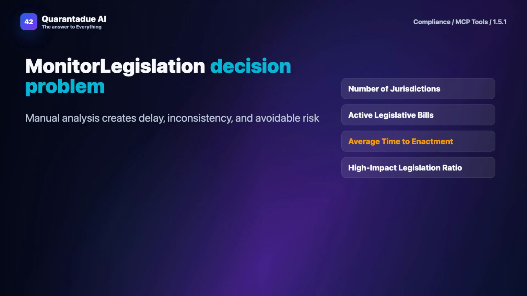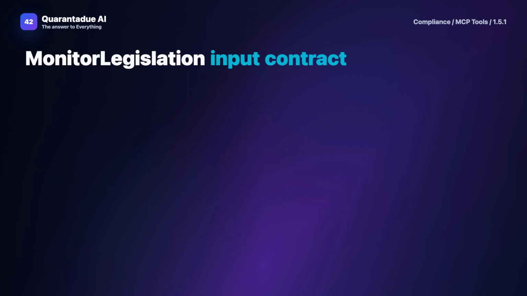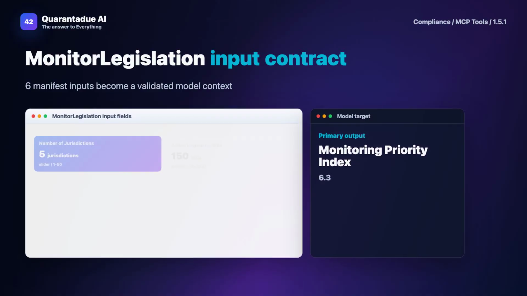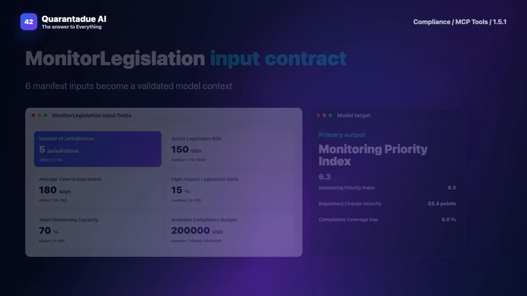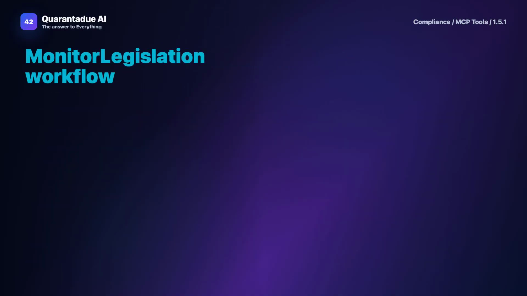Monitor legislation starts with a defined input contract. Typical inputs include number of jurisdictions, active legislative bills, average time to enactment, high-impact legislation ratio, and team monitoring capacity. Keeping these fields explicit reduces ambiguity and makes every run easier to audit.